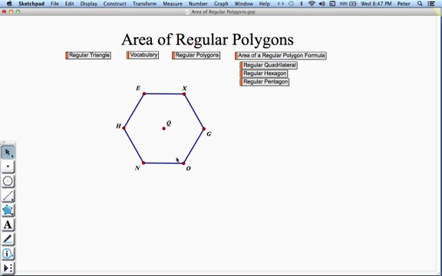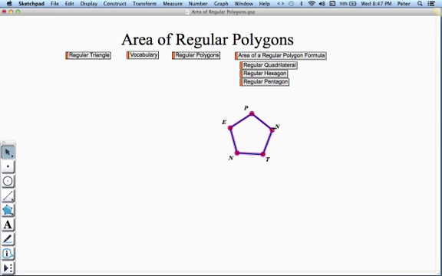All right, now let's take a look at what a regular hexagon might look like. 6 congruent sides, 6 congruent angles. You'll remember from your angle measure formulas in Chapter 7 that we can find the measure of each of these interior angles by multiplying n minus 2 times 180 over n. Okay, let's take a look at a regular pentagon. A regular pentagon is going to have 5 congruent sides, 5 congruent angles.